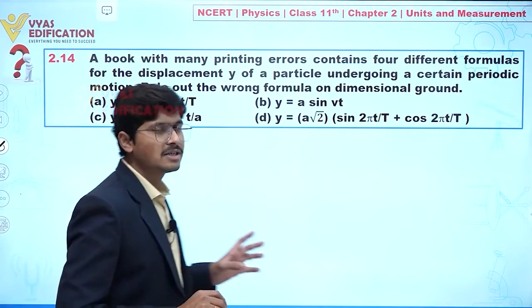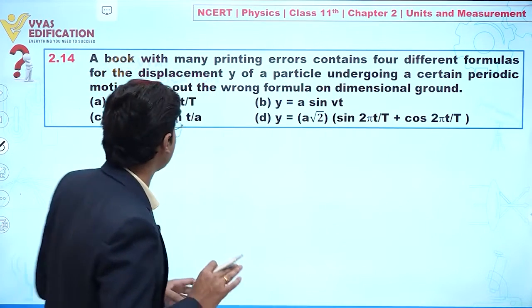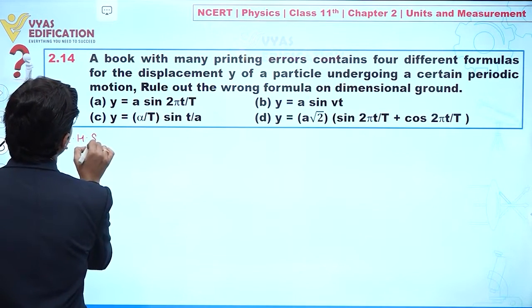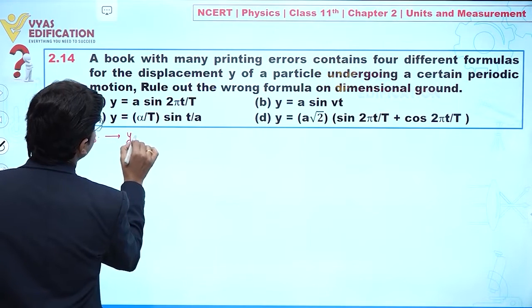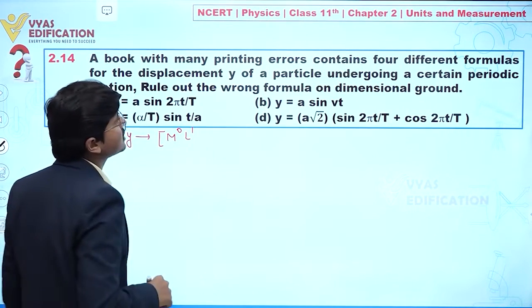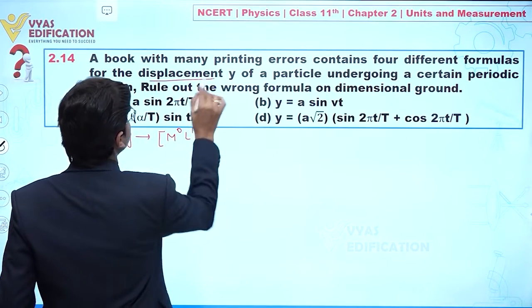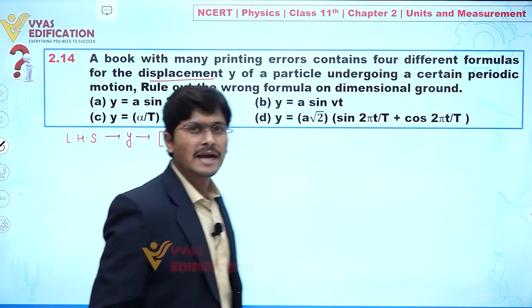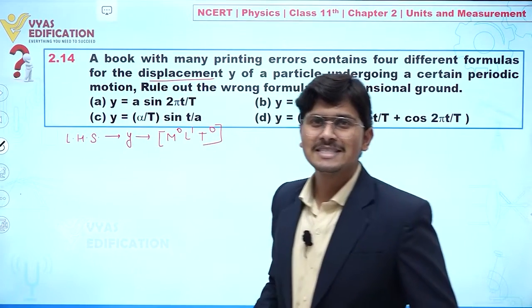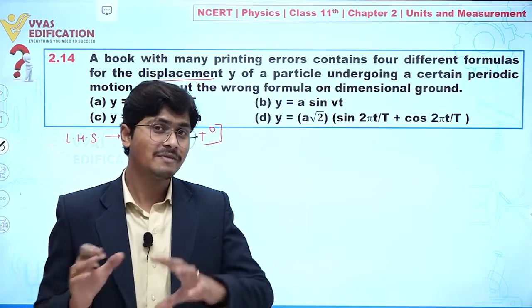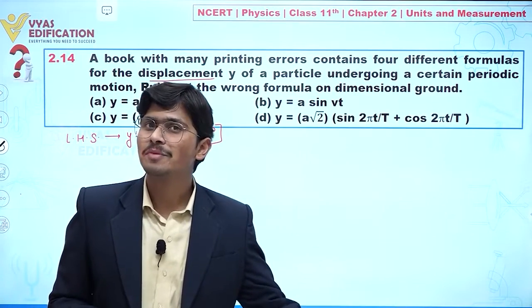Now in this situation A, B, C and D, clear? If we are talking about the left hand side, we have only y. Y means we have dimension only for length, because this is related to displacement. So M0 L0 T0. And in dimensional analysis, the dimensional formula of the left hand side should be equal to the dimensional formula of the right hand side.